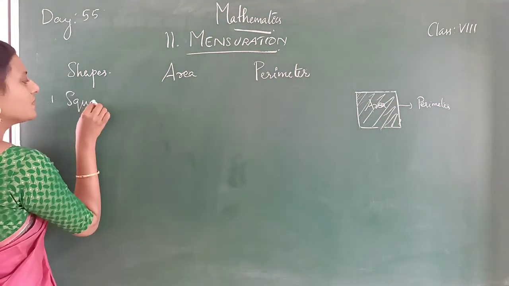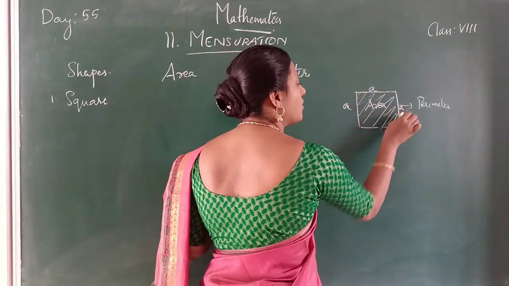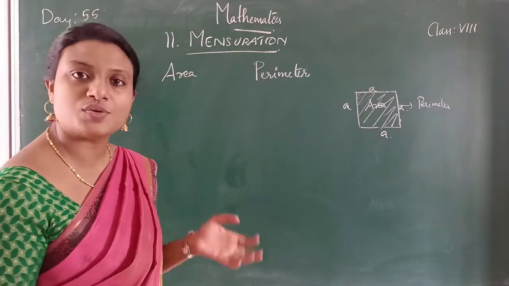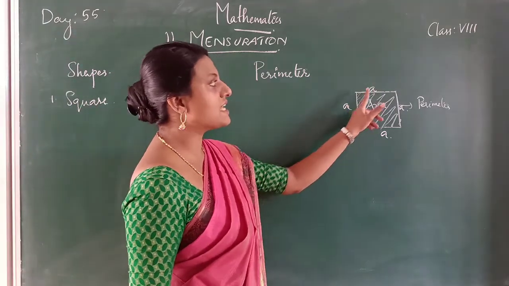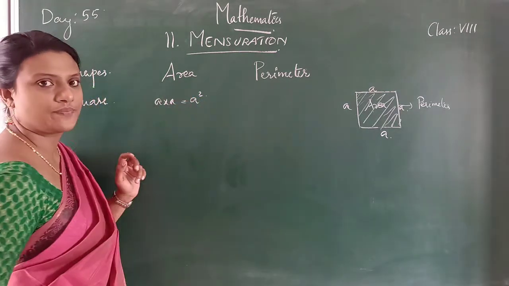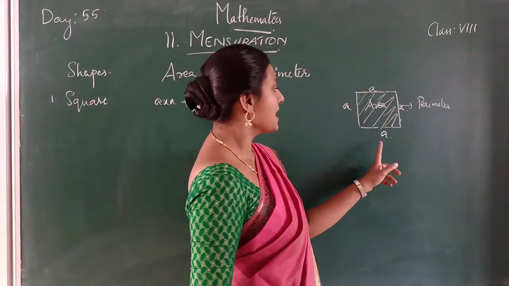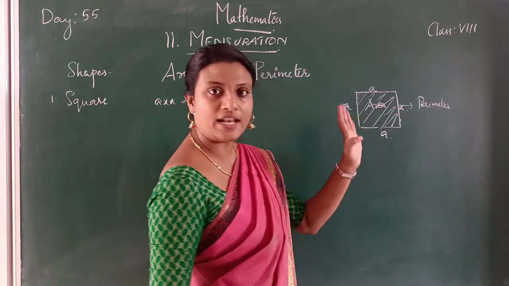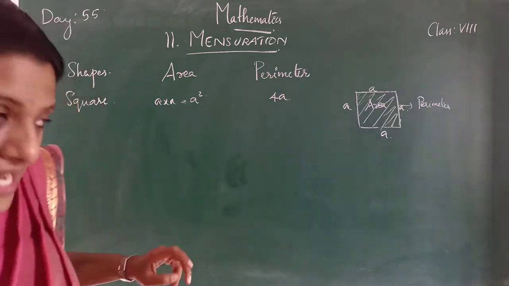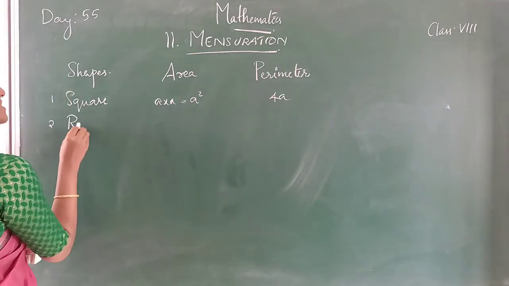The first shape is the square. In a square, we know that all sides are equal. So what is the area of the square? Area means side into side. If one side is A, it is A into A, or we simply write A square. Next, what is the perimeter? Perimeter means the sum of all four sides, that is A plus A plus A plus A, total 4A. So the perimeter of the square is 4A.